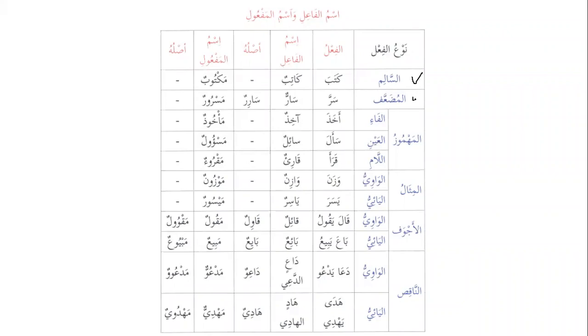It includes mudaf, doubled. It includes mahmuz: mahmuz al-fa, mahmuz al-ayn, mahmuz al-lam. It includes mithal, mithal wawi and mithal yai. Then it includes ajwaf, wawi and yai, and naqis, wawi and yai. This is everything about the verbs. If you are able to master this, inshallah, you will be confident.